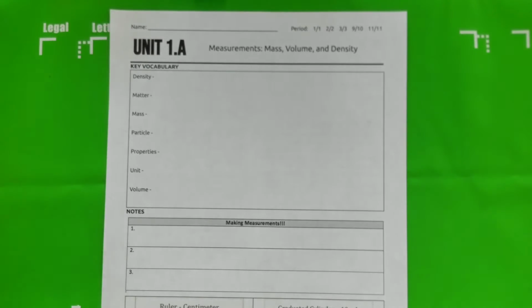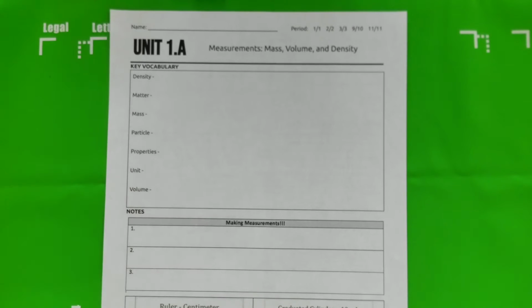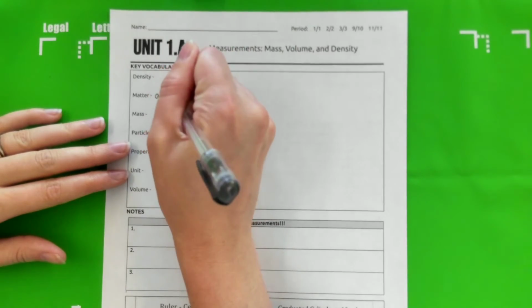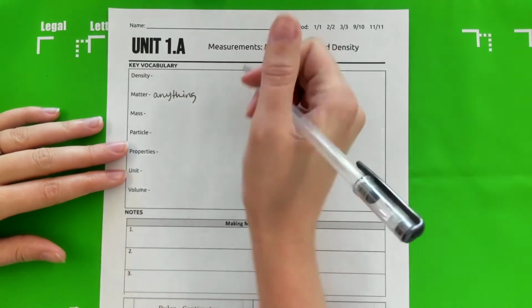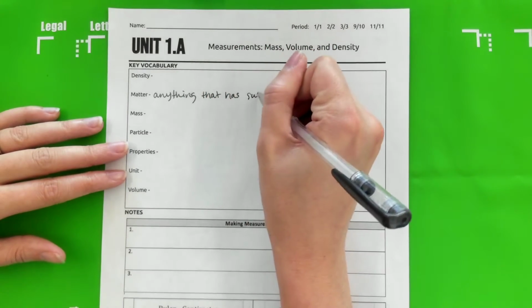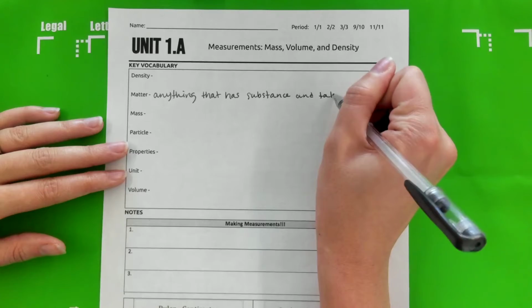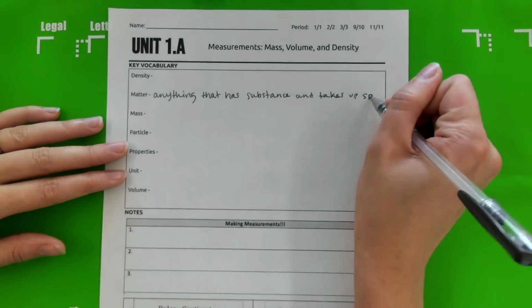In this unit, we started off talking about matter. And we did a card sort so we could explore what is matter and what is not matter. The definition that we got from the textbook for matter is anything that has substance and takes up space. Now, there is a more scientific way of phrasing this.